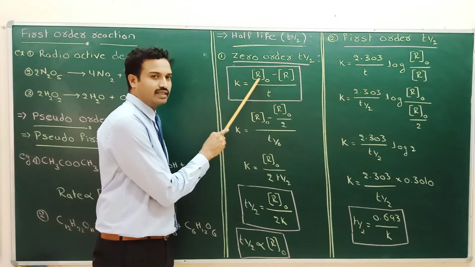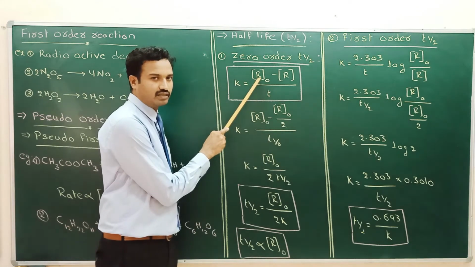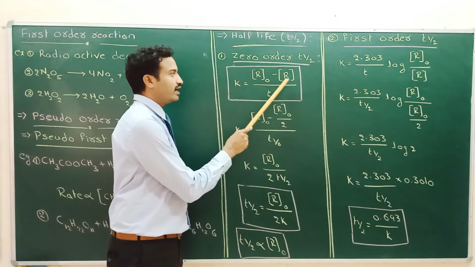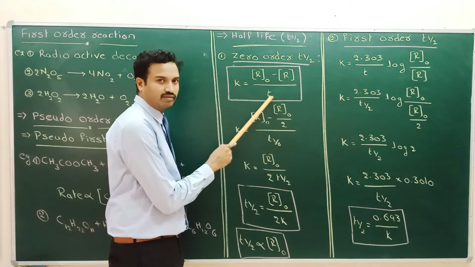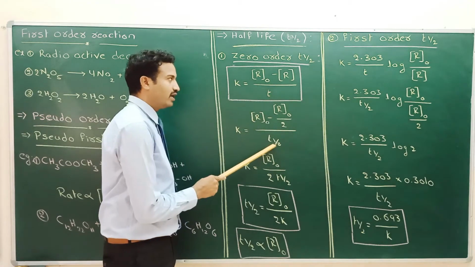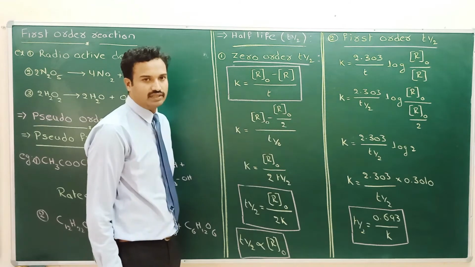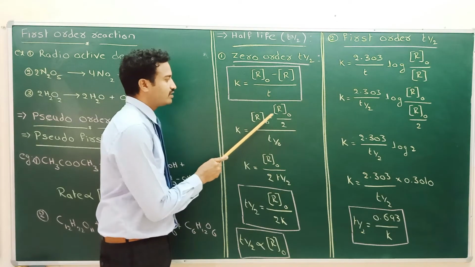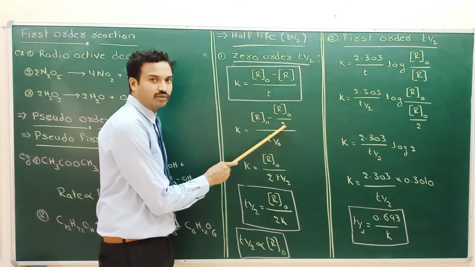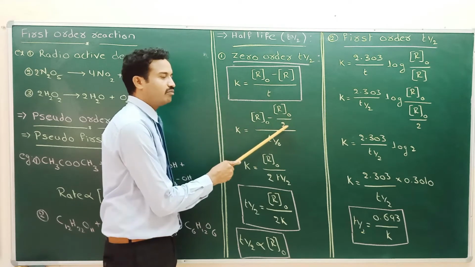Again, R naught is the initial concentration. It is 100%. We can't change this one. At t half, the reactant concentration is half of the initial concentration. So R is equal to R naught by 2.